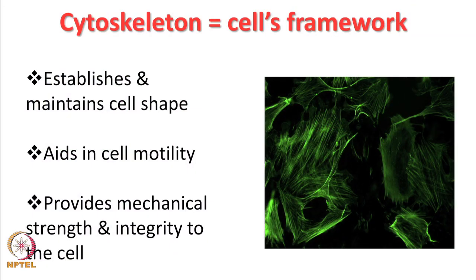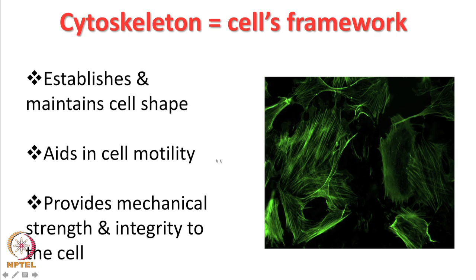So, the extracellular space might have other proteins or molecules which are secreted by other cells and they are freely diffusing in the extracellular space. The second entity is the cytoskeleton. The cytoskeleton is essentially the cell's framework. This is what makes sure that the cell has a concrete shape and it is not like some silly putty. So, the cytoskeleton establishes and maintains the cell shape.